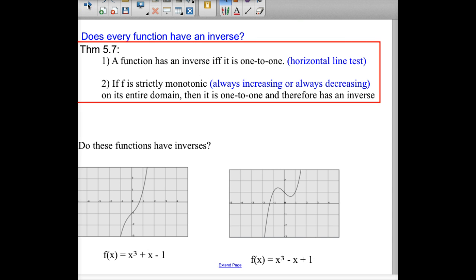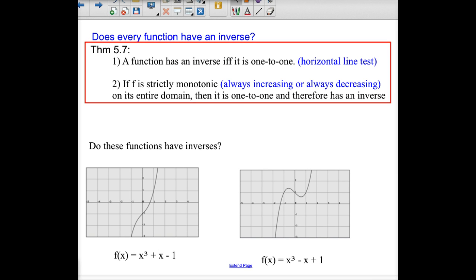So does every function have an inverse? Theorem 5.7 says a function can only have an inverse if it's 1-to-1. Now a function doesn't necessarily have to be 1-to-1. A function could have different x values for the same y value, but not different y values for the same x value.